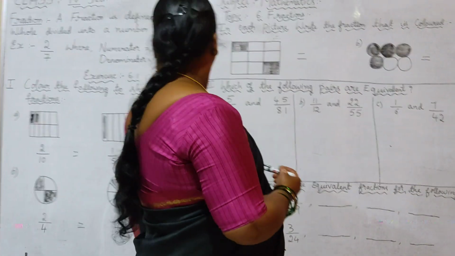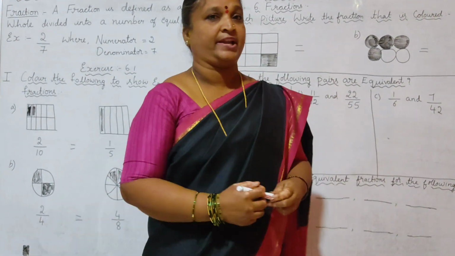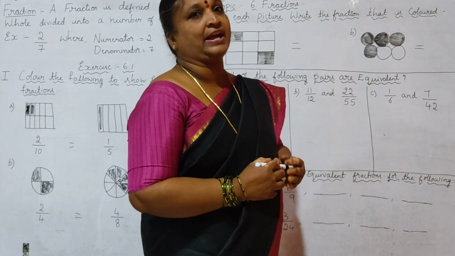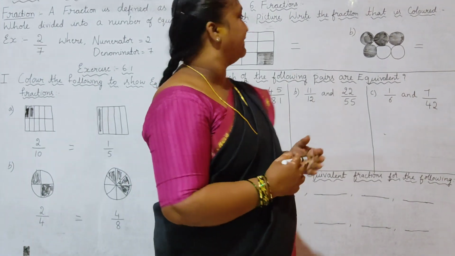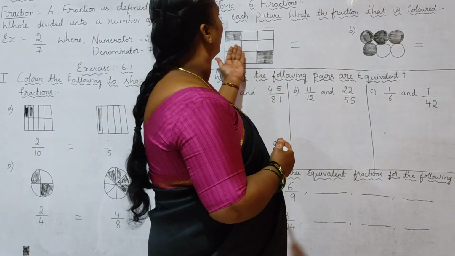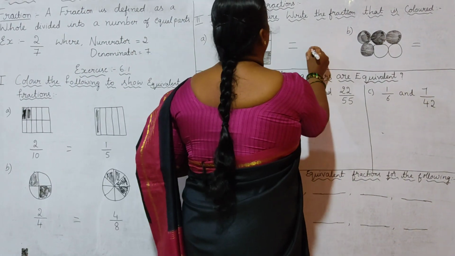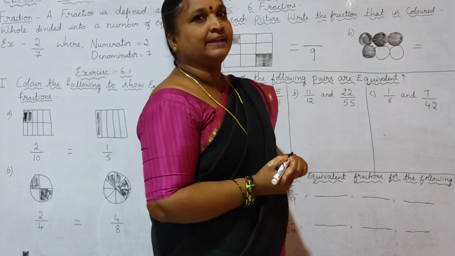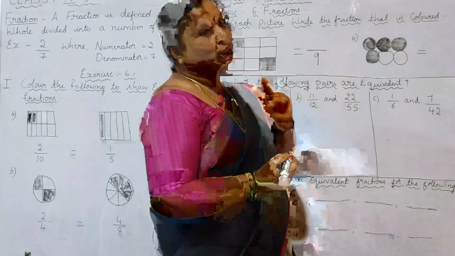In each picture, write the fraction that is colored. Here, in the second main, the pictures are given and they have shaded them also. So in each picture, you have to write the fraction for that. Here count 1, 2, 3, 4, 5, 6, 7, 8, 9. You have to write 9 in the denominator. And above the line, how many parts did they shade? That number you have to write in the numerator place. How many parts did they shade? 2 parts.